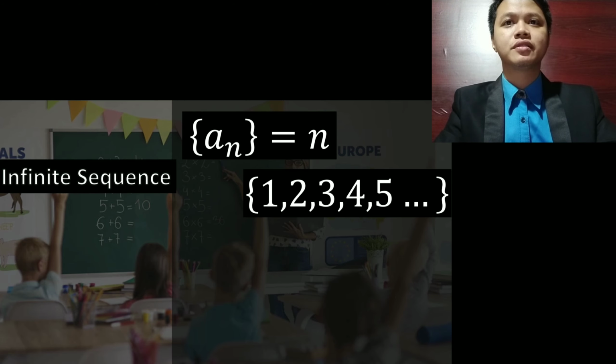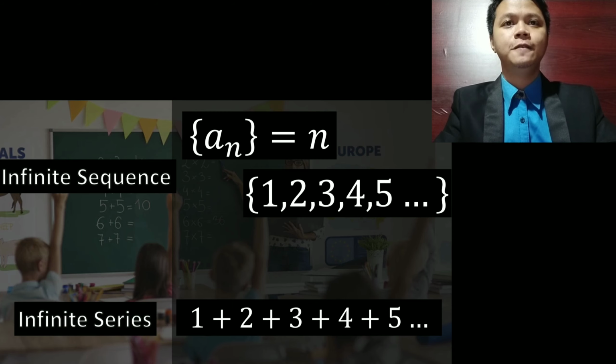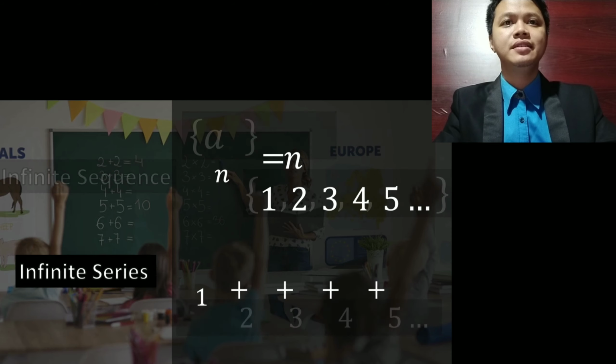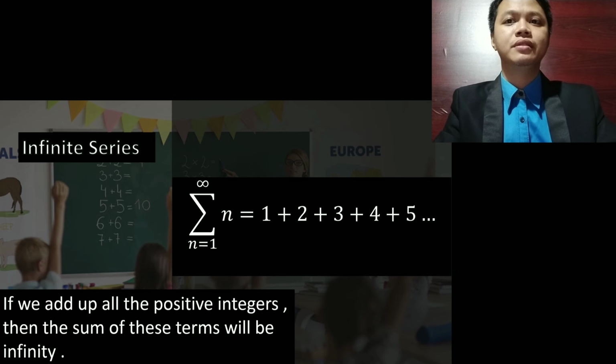When we talk about series, we add the terms. We have 1 plus 2 plus 3 and so on. This is what we call an infinite series. Now, this can be written in this kind of notation: summation of n from 1 to infinity. Thus, if we add up all the positive integers, then the sum of these terms will be infinity as well.